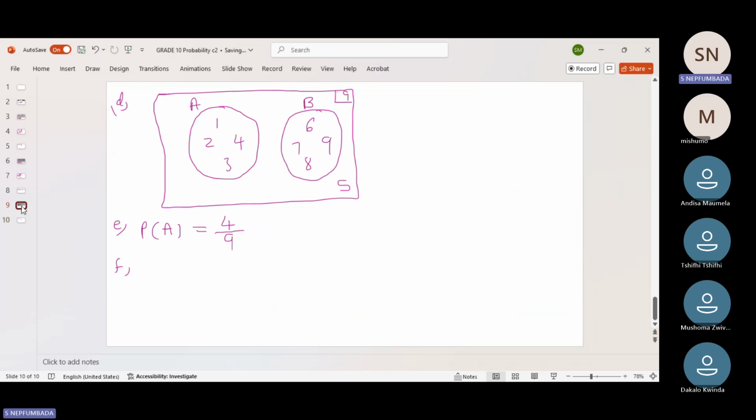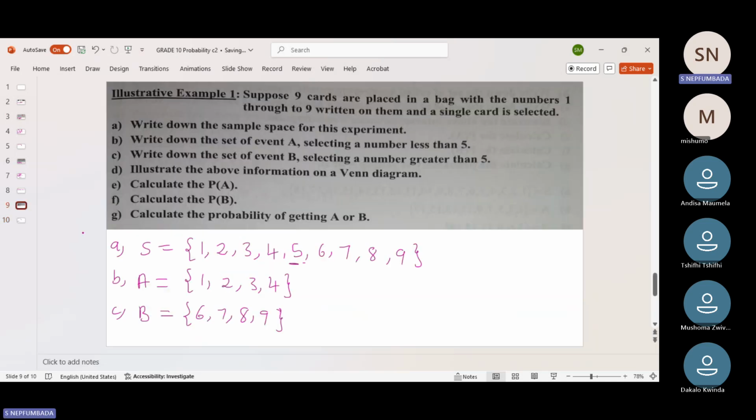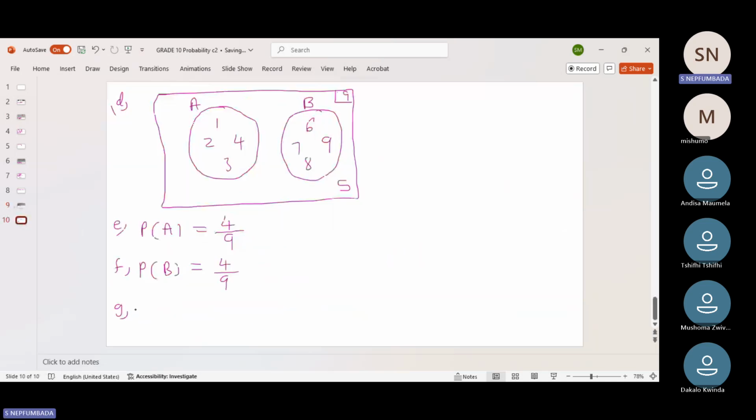Then we go to the next question. They say calculate the probability of B. How many numbers are there in B? 4. This is 4 over 9. Then they say calculate the probability of A or B. We know the probability formula.